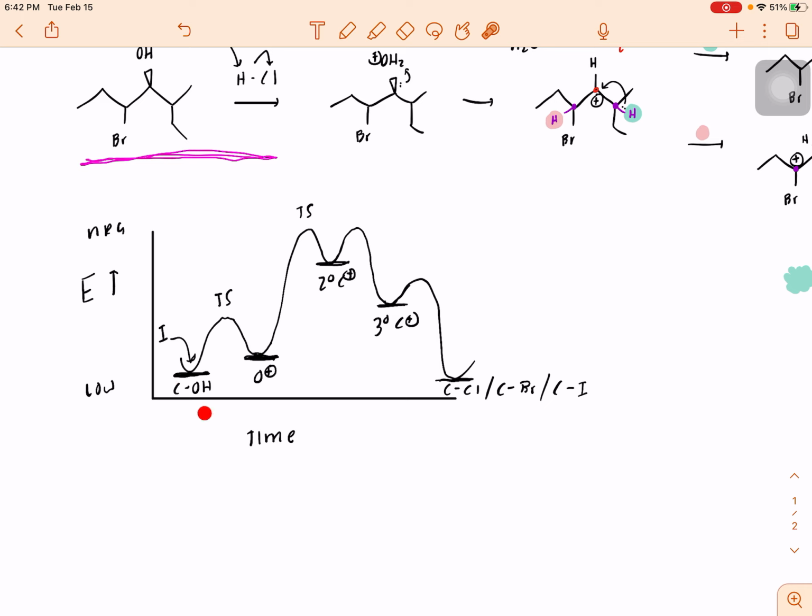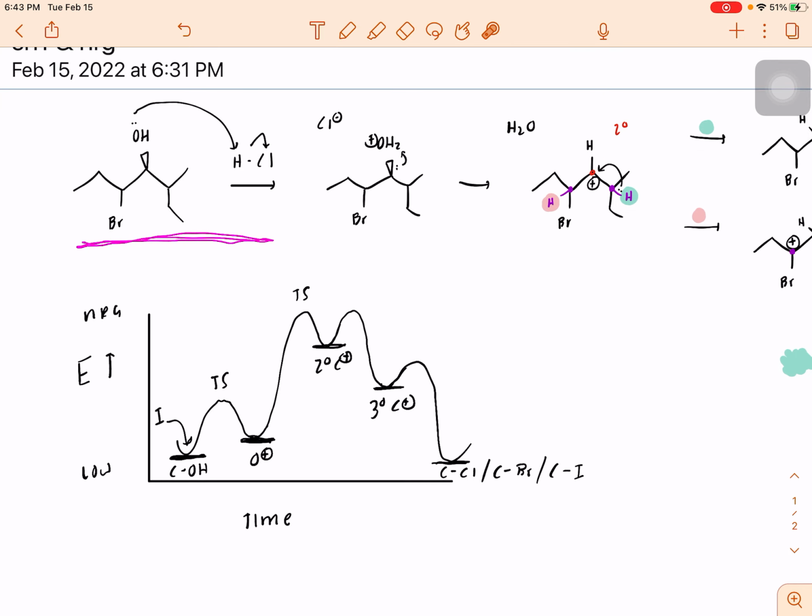We have an alcohol, and then we have a positively charged oxygen, which falls off, and then we have a secondary carbocation. We did a shift to form a tertiary carbocation, and then our chlorine, bromine, iodine, whatever sticks on there, and then we have our happy molecule at the end. And all of these little humps right here are transition states, and we went over how in this chunk the OH bond is forming, the HCl bond is breaking.